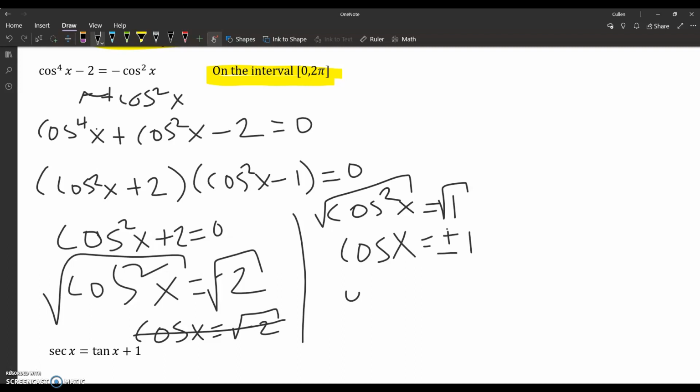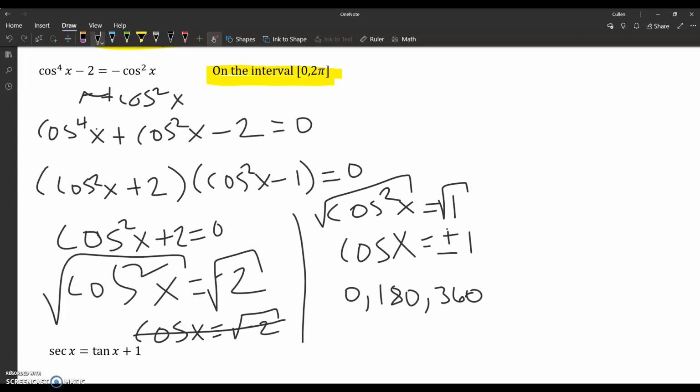This happens at 0. Okay, cosine of 0 is 1. This happens at 180. Cosine of 180 is -1. Sorry, and then it happens again at 360. And it wants the interval 0 to 2 pi. So that's why you include the 0 and the 360, because they're technically the same angle. But if 0 and 2 pi are included in the interval, then you want to include those two in your answers.